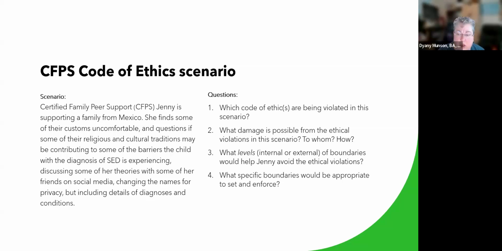Three, with confidentiality, and two, respecting the rights and dignity of those they serve. Absolutely. When we are discriminating, that's definitely not respectful, right? So what kind of damage is possible from the ethical violations in this scenario?